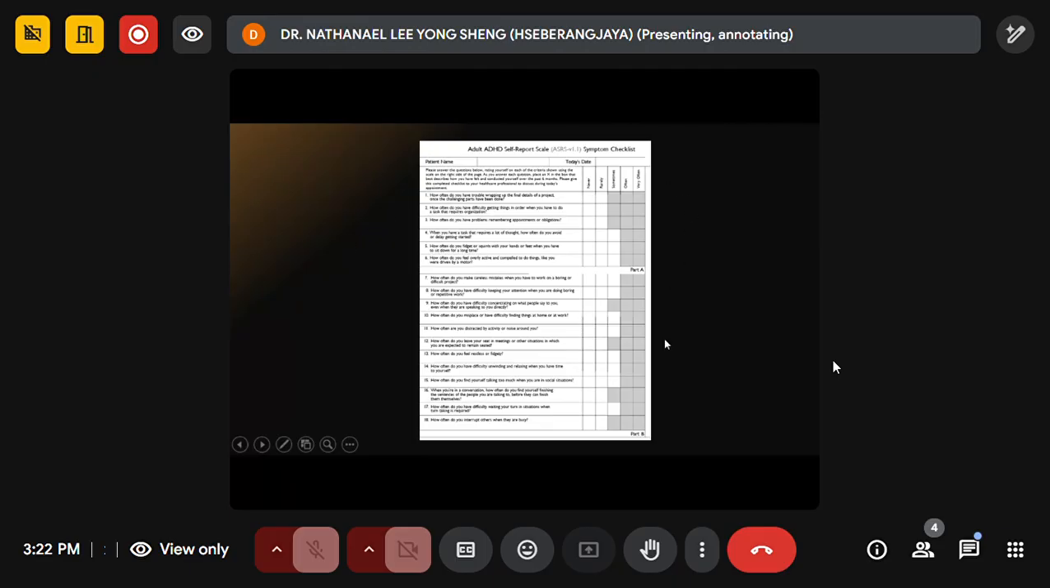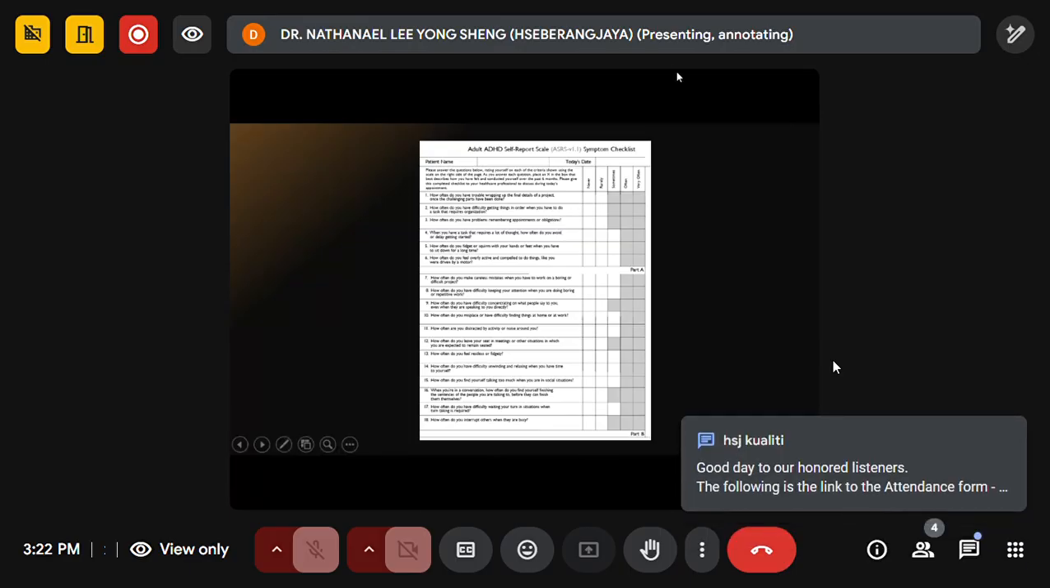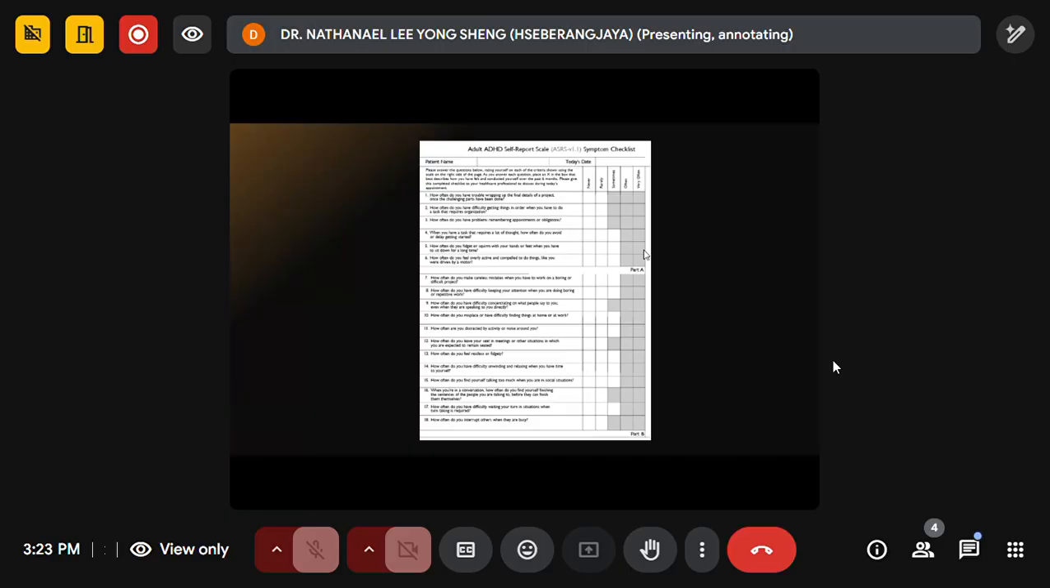Part A consists of 6 questions, and Part B consists of 11 questions. But the core question will be in Part A, because if any 4 or more than 4 of these 6 questions are ticked by the patient in the shaded area, it would count as a positive result, meaning the patient is suggestive of ADHD. Okay, so from there you can already get an idea.